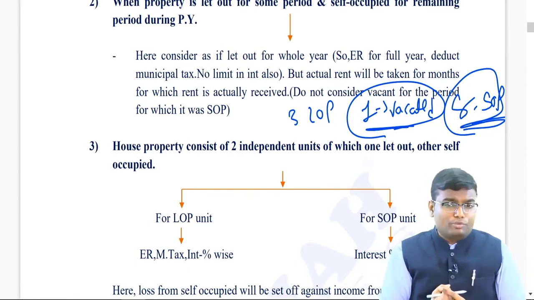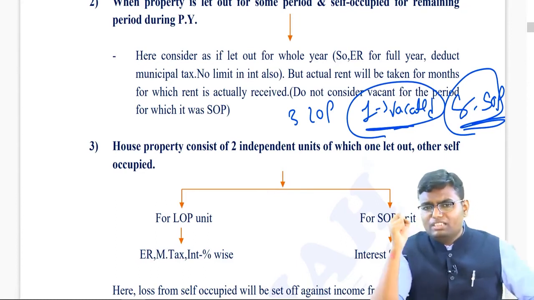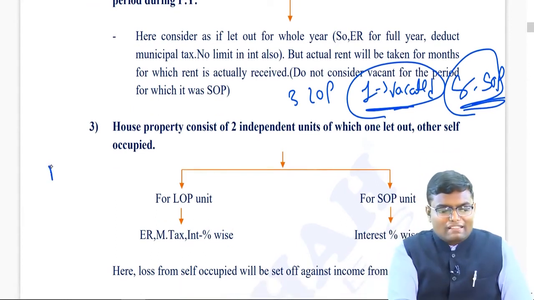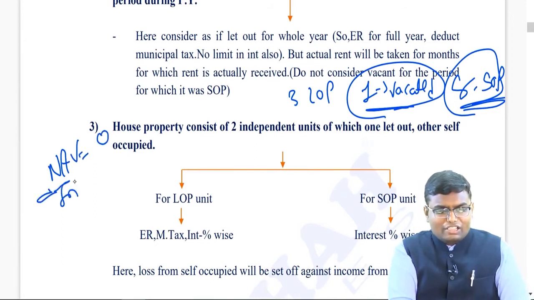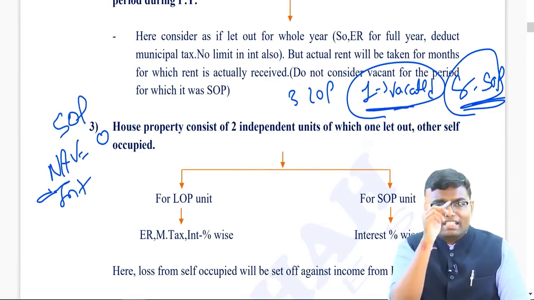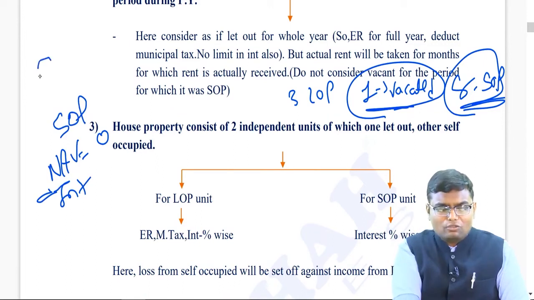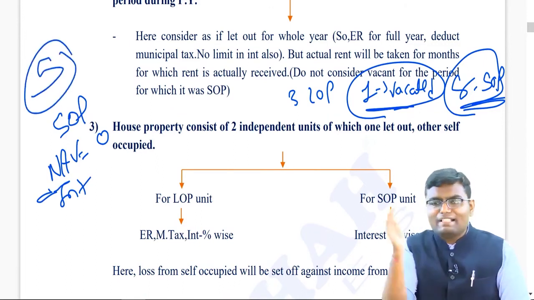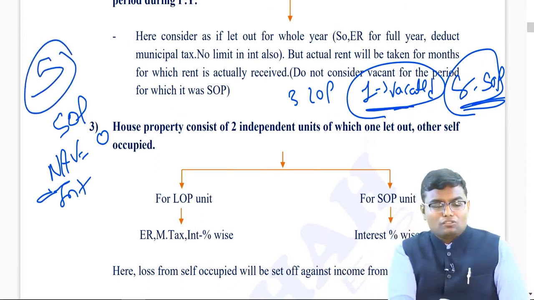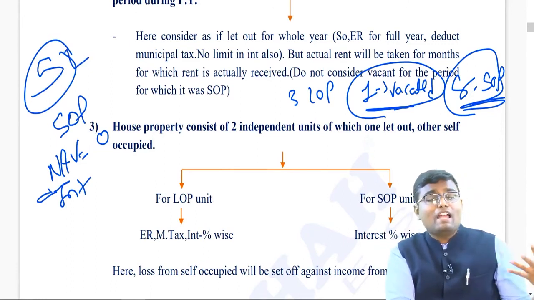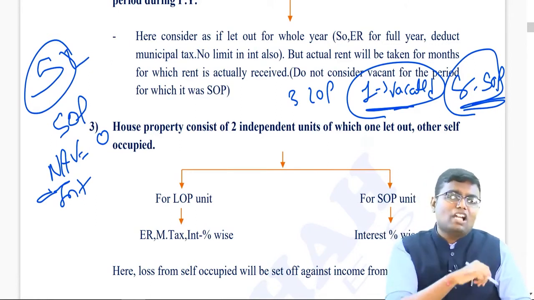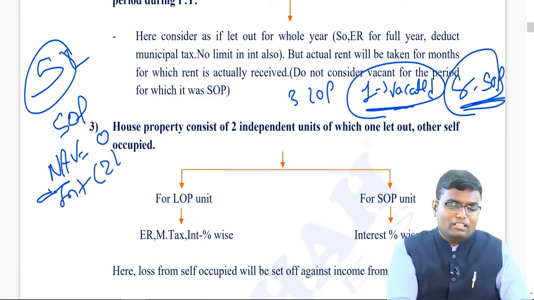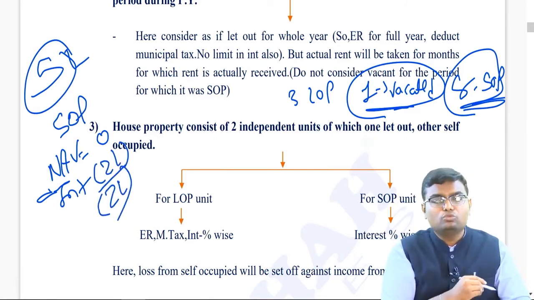Now how to do proportionate calculation? See, first of all, pick up the unit which is SOP. Can I say in that your net annual value will become 0? But you can always get the deduction of interest for SOP. Now let's say for the entire house I have paid interest of rupees 5 lakh, and it is 50% SOP, 50% LOP. So from this 5 lakh, how much will pertain to the SOP unit? 50%, that will be 2,50,000. But in SOP, how much maximum deduction can I get? 2 lakh. So loss from SOP will be 2 lakh.